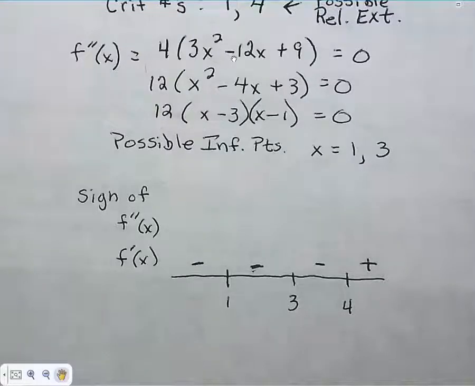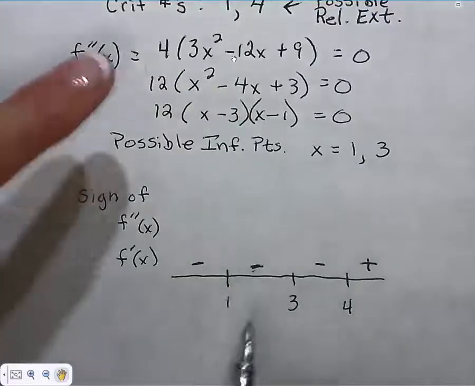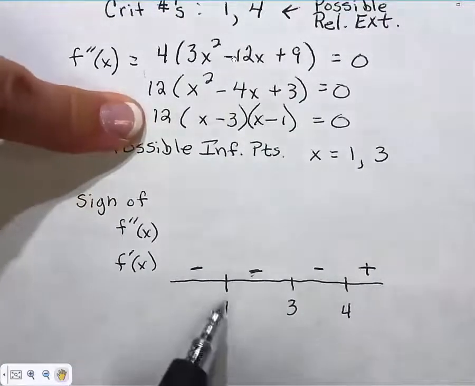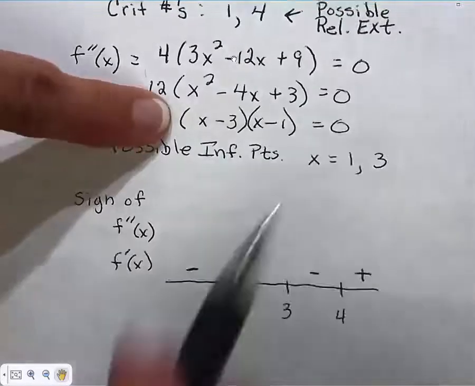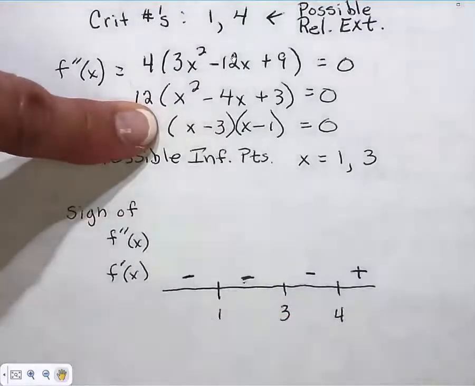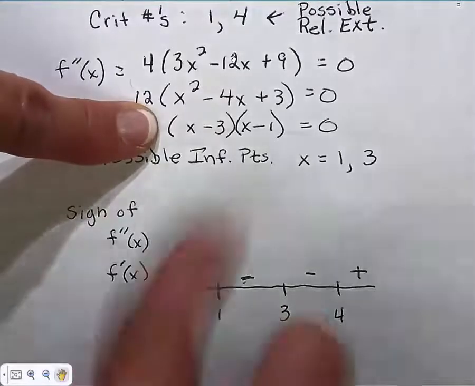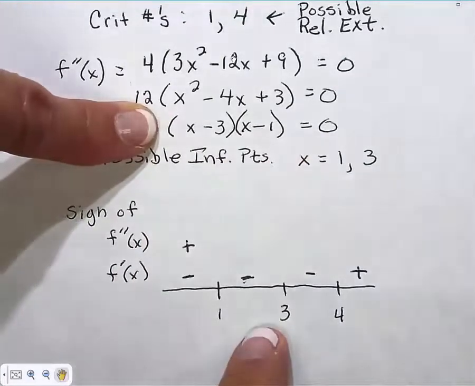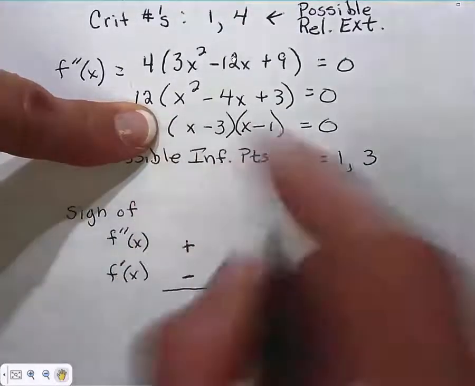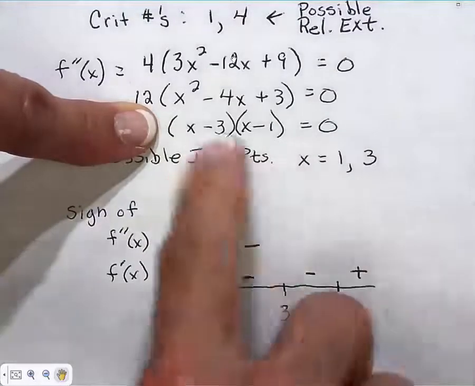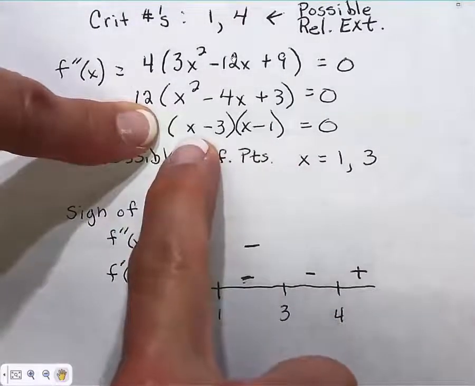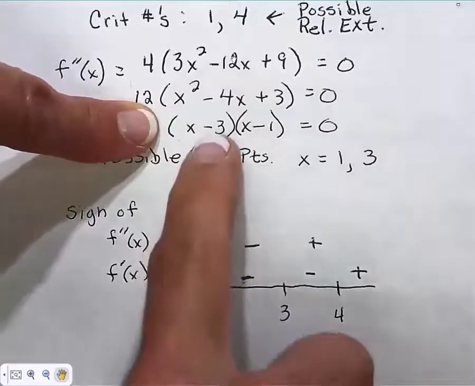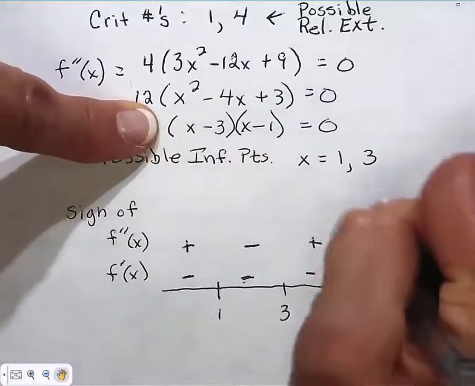All right, let's do the same thing with the second derivative. Here's my second derivative right here. My favorite number to the left of 1 is 0. If I put 0 into the second derivative, what's going to be the sign of my answer? It's going to be a negative times a negative is a positive. What if I put in a 2? Negative times a positive is a negative. What if I put in a 3.5? Positive times positive is a positive. And what if I put in a 5? Positive times positive is positive.